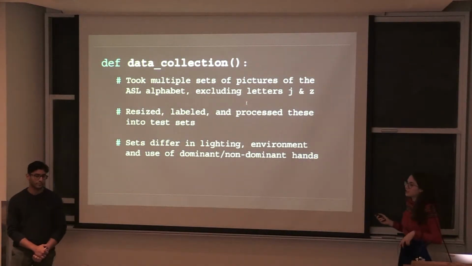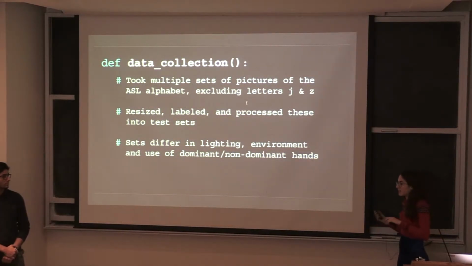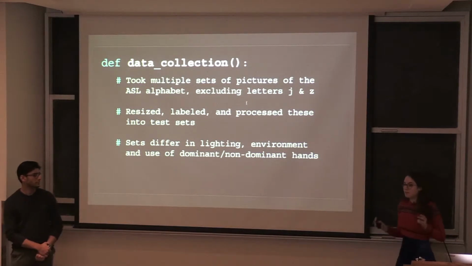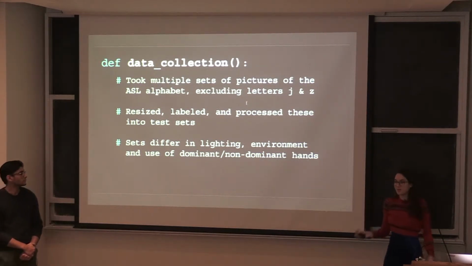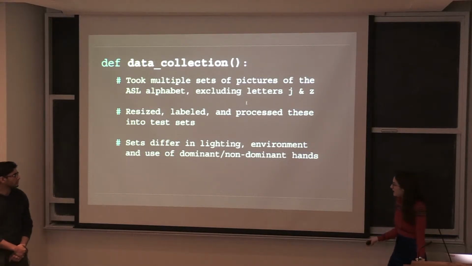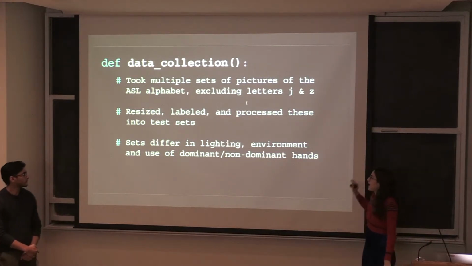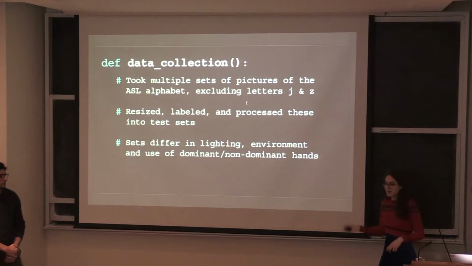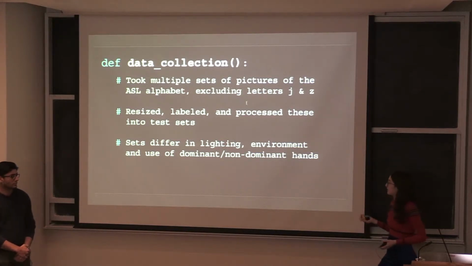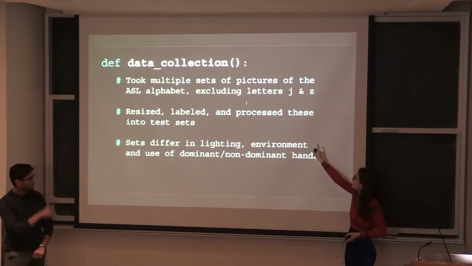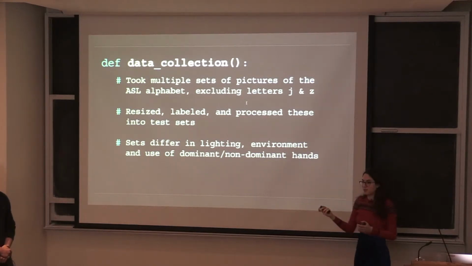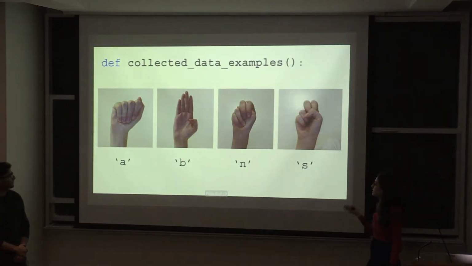For the data collection, we collected our own data test sets. We took pictures of our own hands signing the ASL alphabet under different environments, so different lighting, and use of non-dominant hand and dominant hand. We did this so we can test for how well our neural net generalizes. Then we labeled, processed, and put them into test sets and put them into our model. So this is just an example.